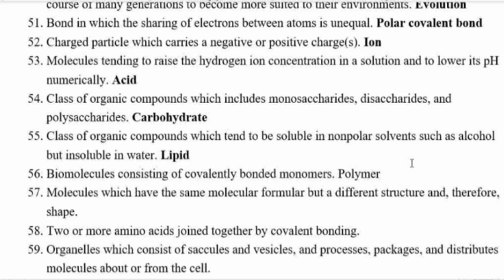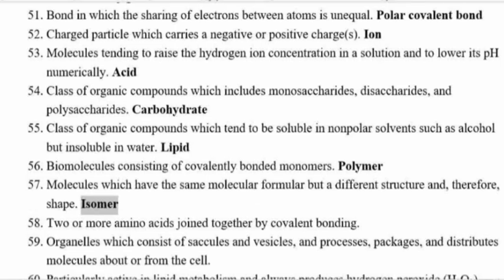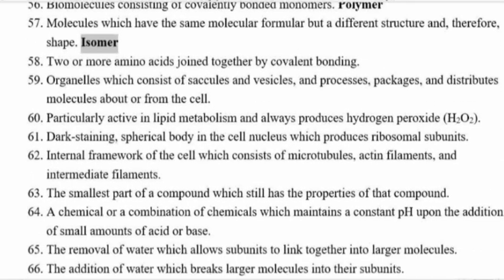Now, what about question number 57? It says molecules which have the same molecular formula but a different structure and therefore shape. You refer to this one as isomer. So isomer refers to molecules which have the same molecular formula with a different structure and therefore shape.